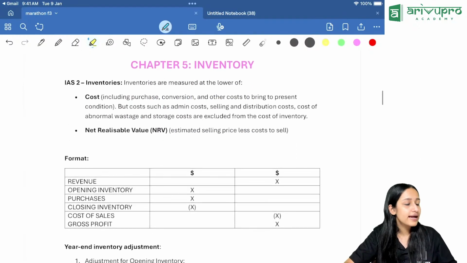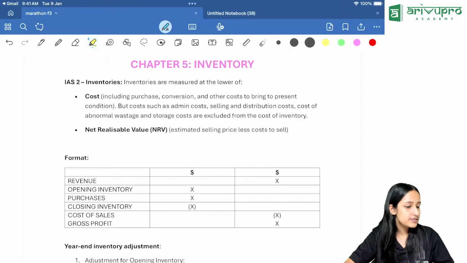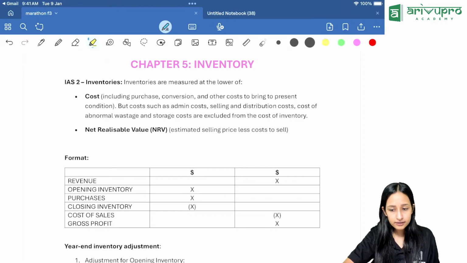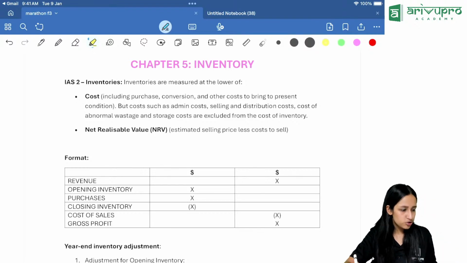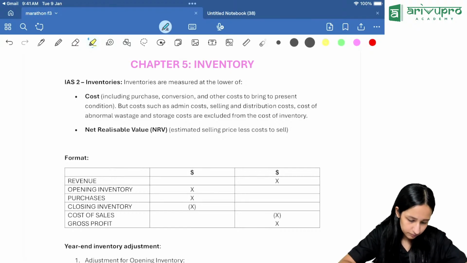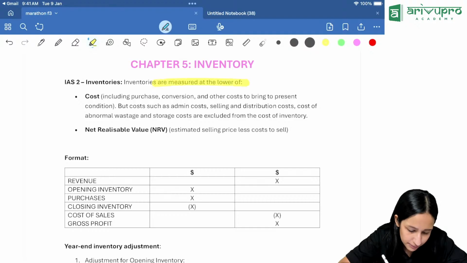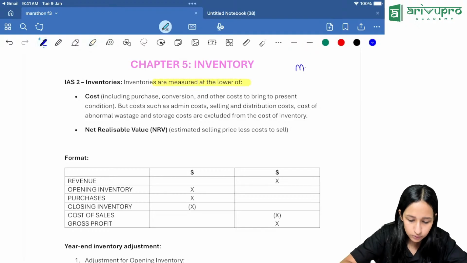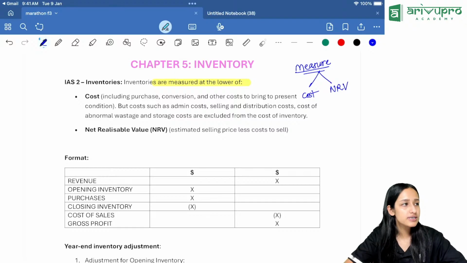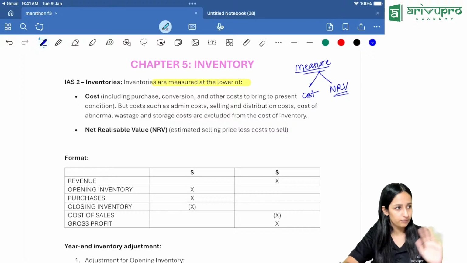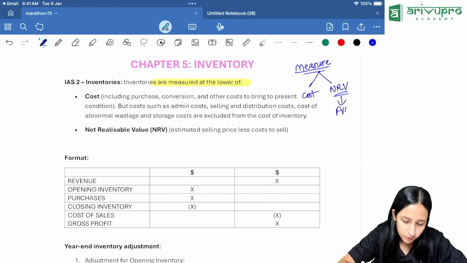Now, this is where the standards start. Inventory is IAS 2, which is a standard. Inventory is a very, very simple chapter. We do not have much to do in inventory. Now let's see how to measure inventory. Inventory is measured at the lower of cost and NRV. Cost is how much you purchased the inventory for. NRV is the net realizable value, that means how much you can sell it for, also known as fair value less cost to sell.